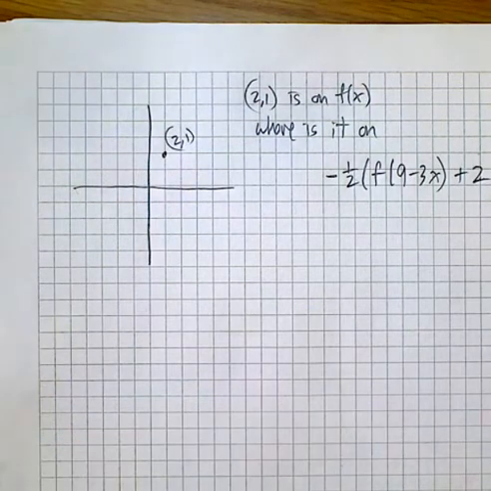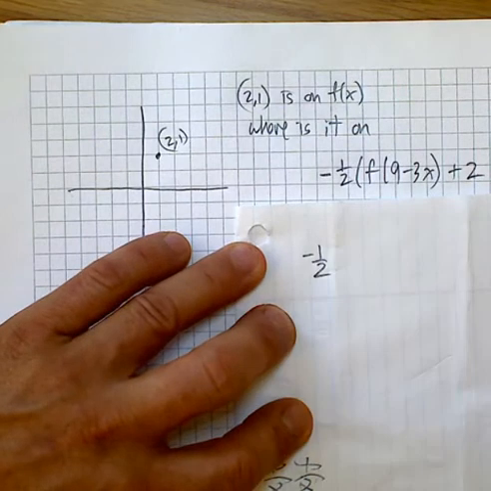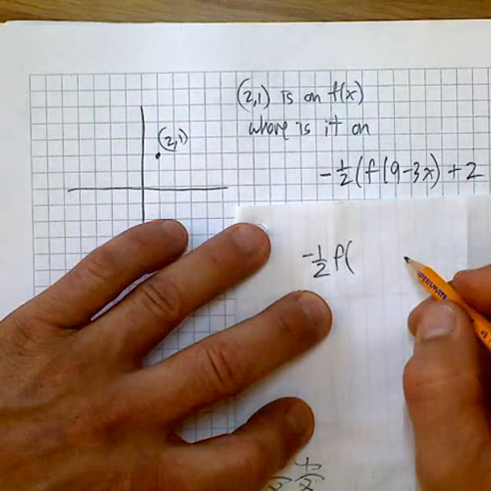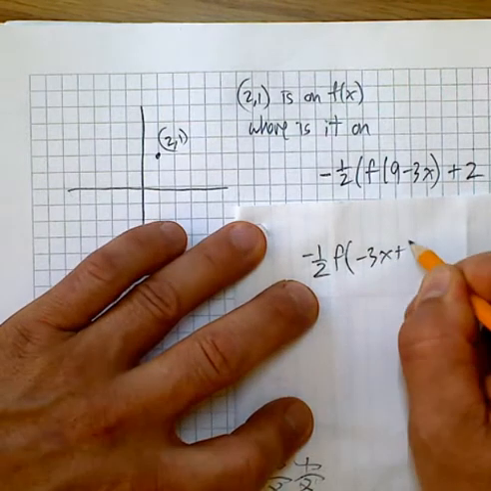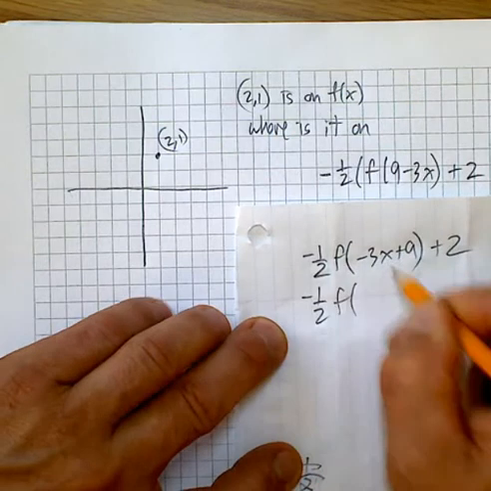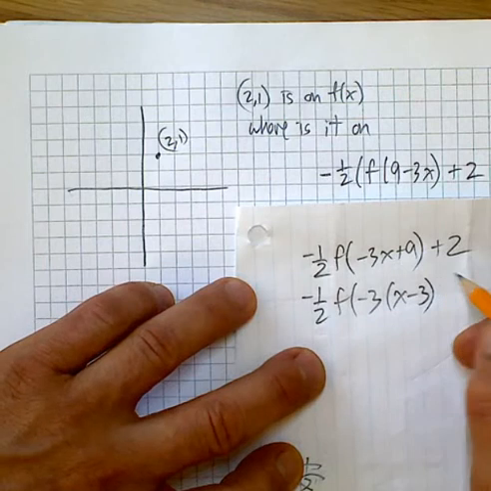Well, let's have a look at this equation right here and see if we can rearrange it. So first of all, minus 1/2 f, I have to rearrange this. It's going to be minus 3x plus 9 plus 2. I can still go a little bit further here. I have to factor out a negative 3. It leaves me with x minus 3 plus 2.